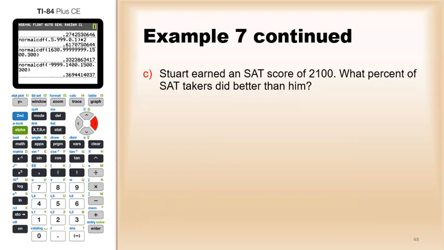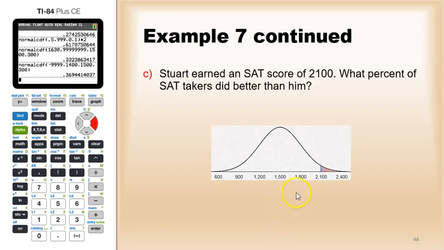Finally, Stewart earned an SAT score of 1500. So what percent of SAT takers did better than him? So here's his graph. And center is the SAT mean of 1500. He is way over here, and we want to find those who did better. So that upper tail. Lower bound 2100, upper bound, say 9999.